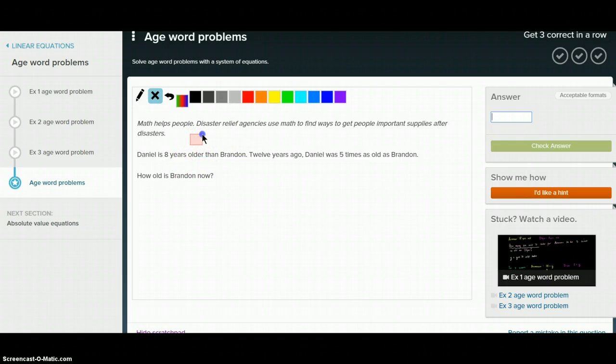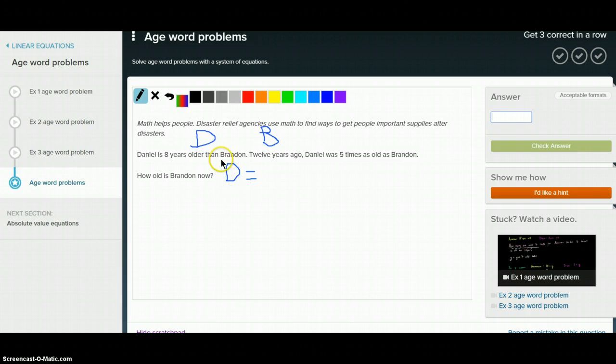Alright, so we're going to have Daniel's age equal D, and we're going to have Brandon's age equal B. So since we're worried about Brandon's age, we're going to come up with two different expressions that are going to show a relationship between Daniel's age and Brandon's age. So since we're looking for Brandon's age, we're going to want to know how B relates to D. So let's start with this.